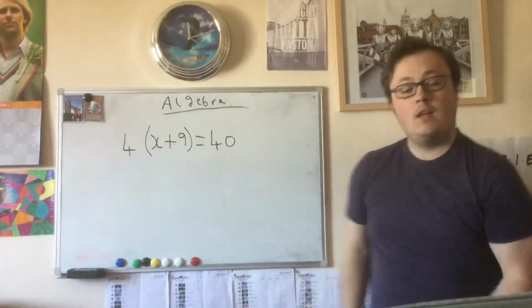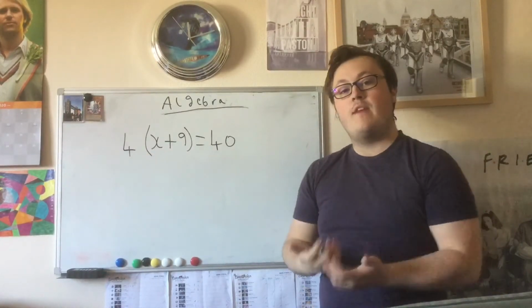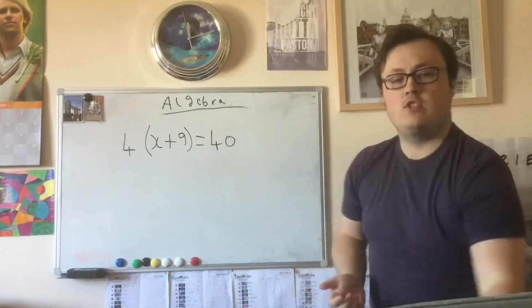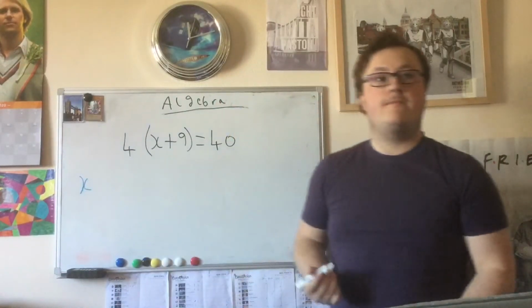Let's try another one. Let's try this one. So we have 4, and then in the brackets we have x plus 9 equals 40. So let's do a flowchart. We have an unknown number, which is x. What are we doing to it first?